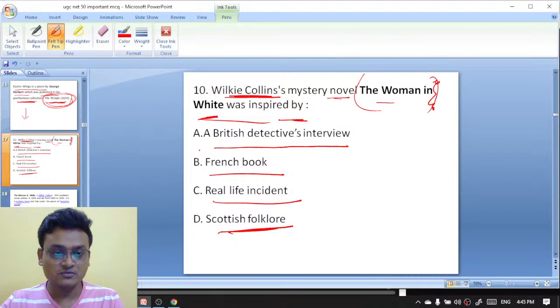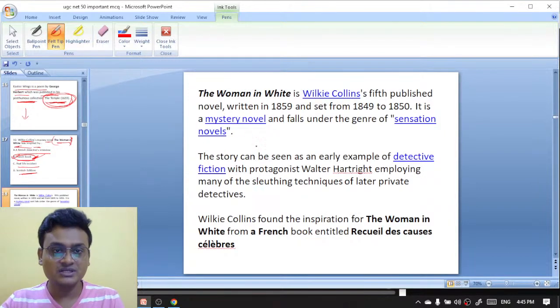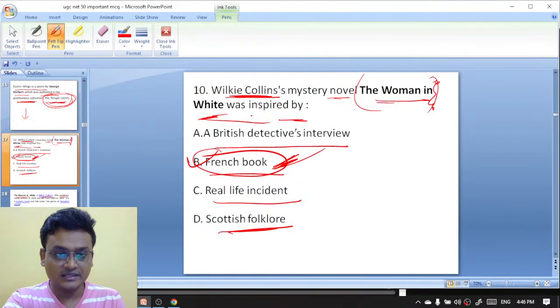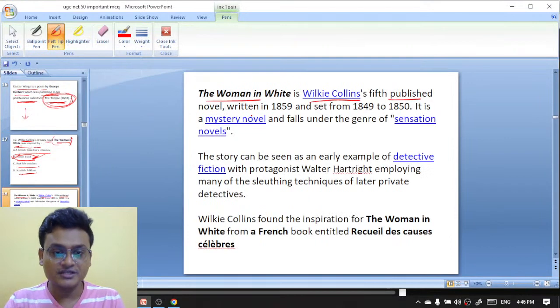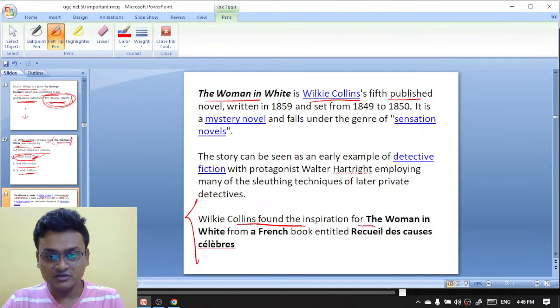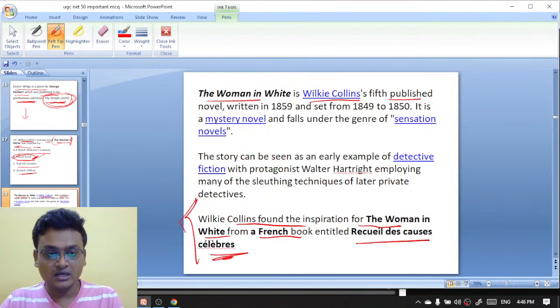Okay, it is actually a French book. So French book is the right answer here. Wilkie Collins' novel, The Woman in White, was inspired by a French book. And here is the explanation that you see. The Woman in White by Wilkie Collins, fifth published novel. See, Wilkie Collins found the inspiration for The Woman in White from a French book entitled Recueil des Causes Célèbres. So this is the explanation here.